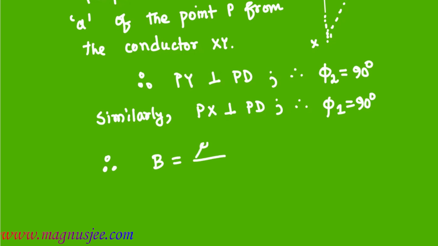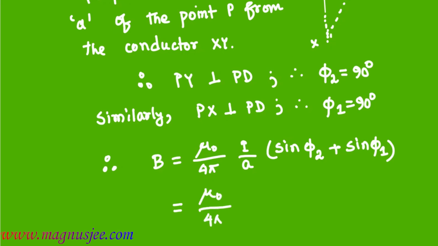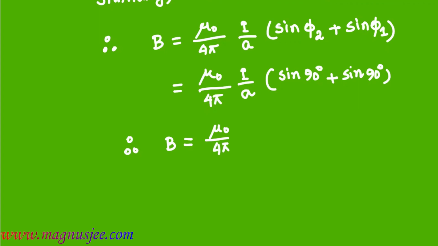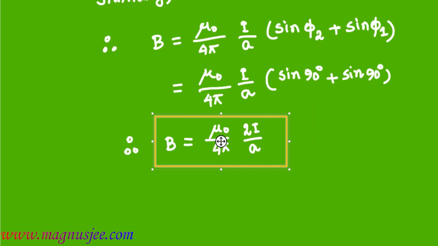Therefore, putting these values in equation 1, B equals mu 0 by 4 pi, I by A, current by perpendicular distance, sine phi 2 plus sine phi 1, equals mu 0 by 4 pi, I by A, sine 90 degrees plus sine 90 degrees, where the two ends of the conductor, that means the ends Y and X, are at infinite distance. Therefore, B equals mu 0 by 4 pi, 2I by A, twice the current divided by the perpendicular distance. So B equals mu 0 by 4 pi, 2I by A.